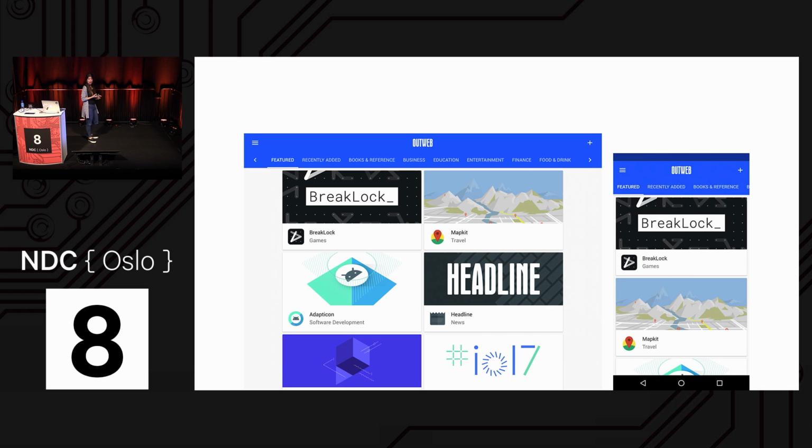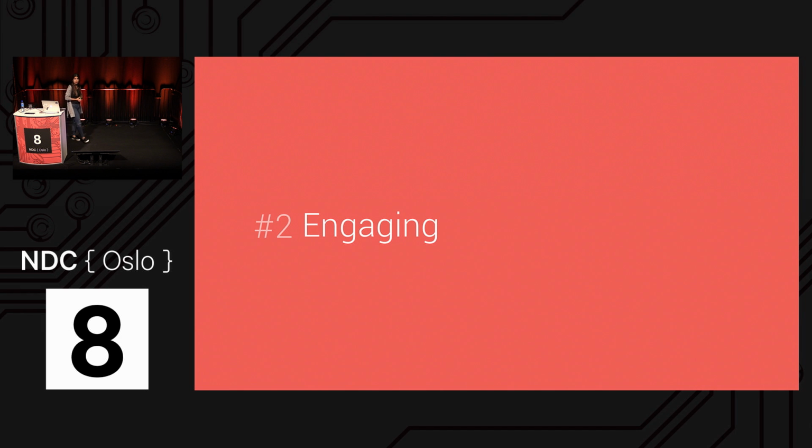The Outweb website, the PWA, is a perfect example of that. They used the exact same design as the mobile site and just made it a bit bigger. This is a great example of a PWA. So let's move on to the next section.